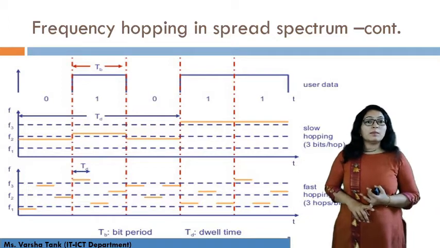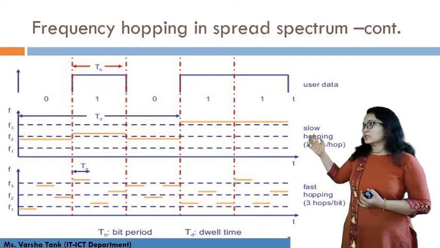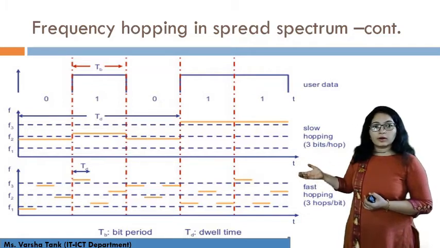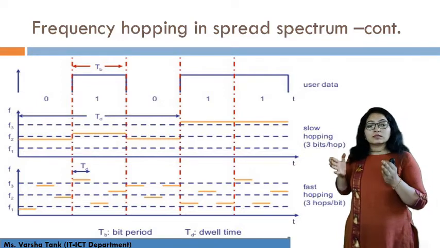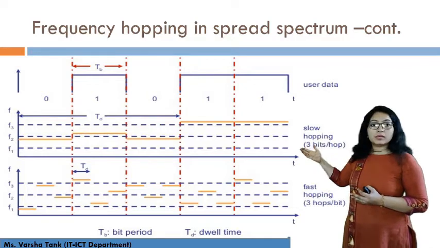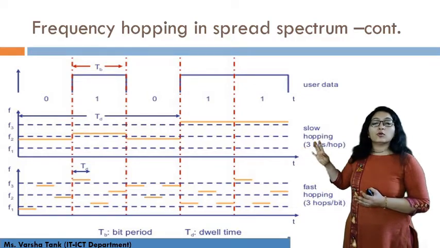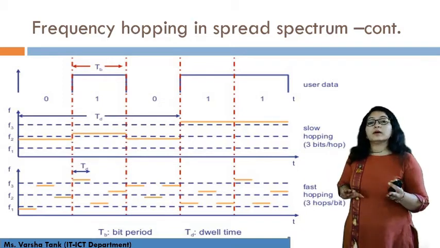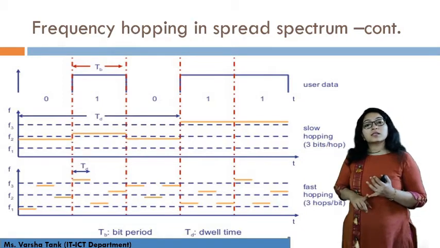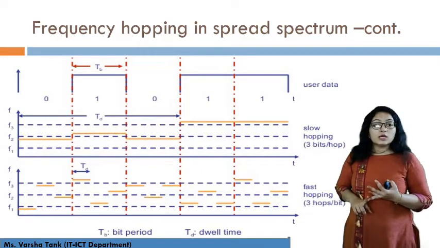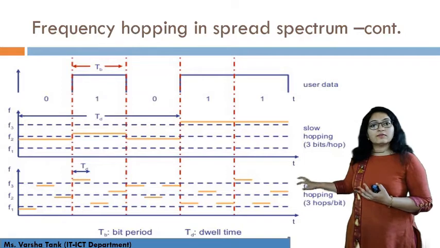So what will happen in slow hopping? Slow hopping means 3 bits per hop. This is just defined as 3 bits; any number of bits can be used per hop. So 3 bits will be transferred on the same channel. After that time, the channel will be changed. That is slow hopping: we are using multiple bits per hop. If it is bits per hop, then it is slow hopping. But if it is hop per bit, then it is fast hopping.